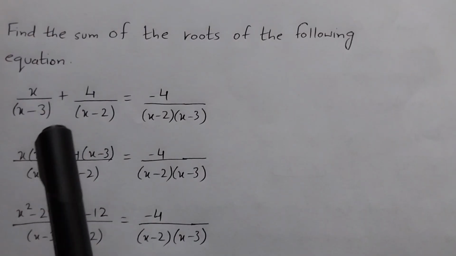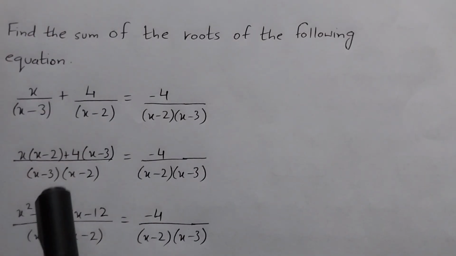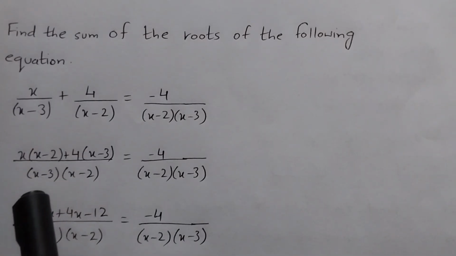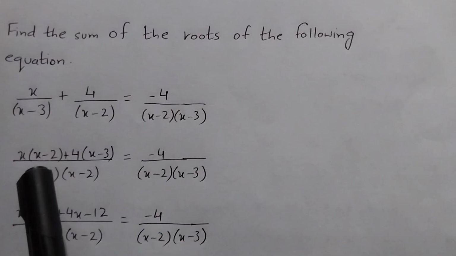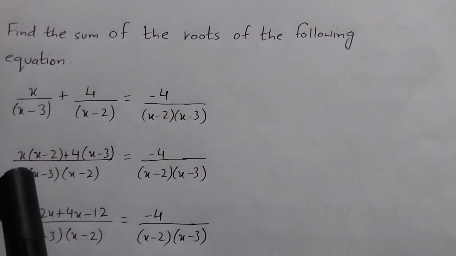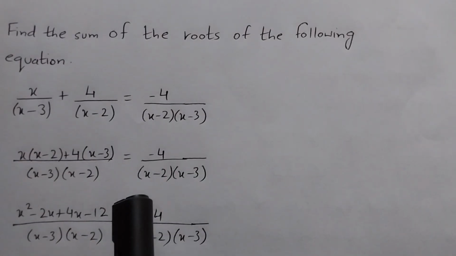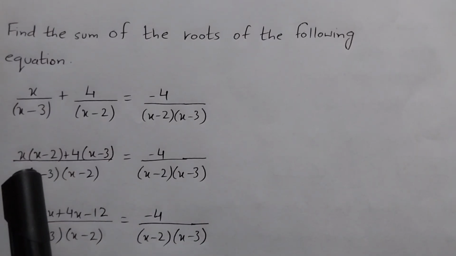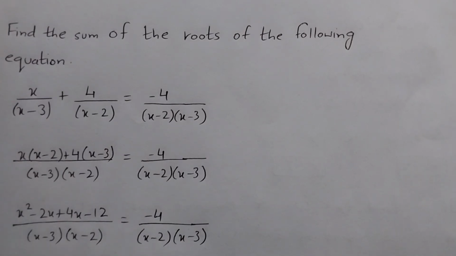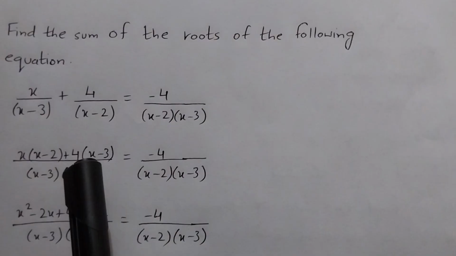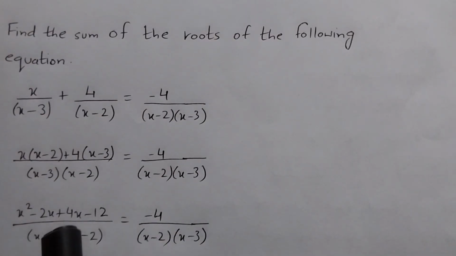So on the left hand side we have two fractions, so we can take the LCM, and when we take the LCM we get x minus 3 times x minus 2 as LCM, and in the numerator we have x times x minus 2 plus 4 times x minus 3 equal to minus 4 over x minus 2 times x minus 3. When we multiply this x with x minus 2 we get x square minus 2x, and when we multiply 4 with x minus 3 we get 4x minus 12 over x minus 3 times x minus 2 equal to minus 4 over x minus 2 times x minus 3.